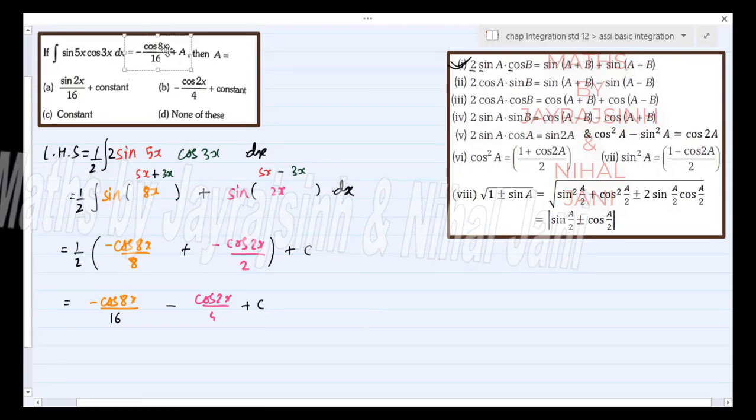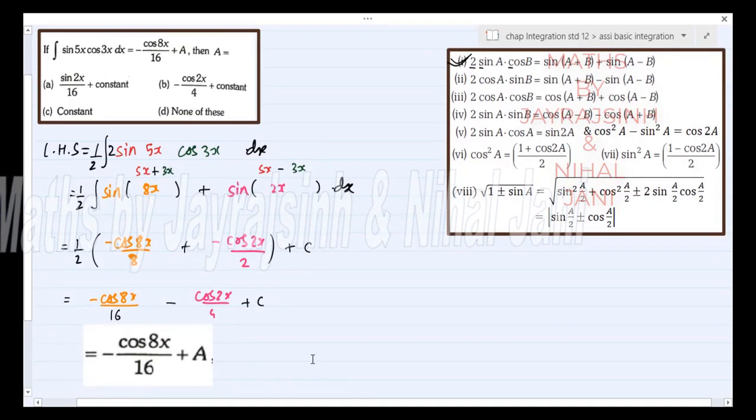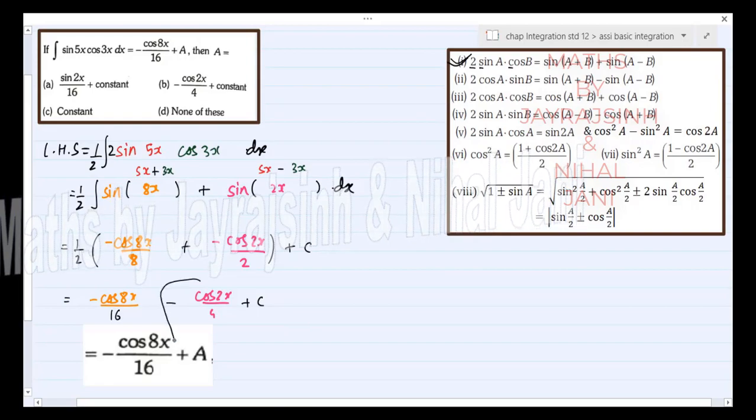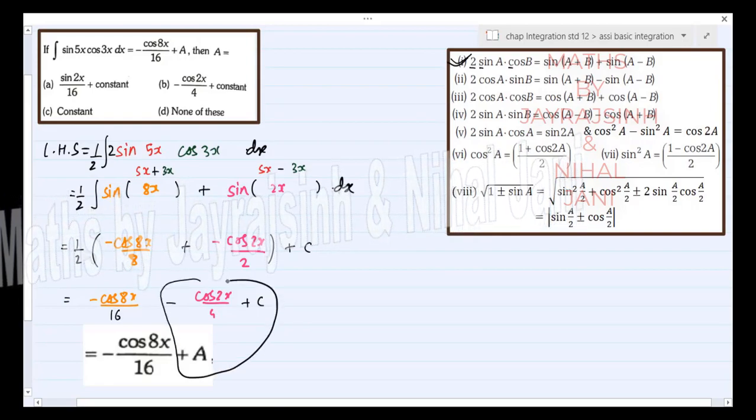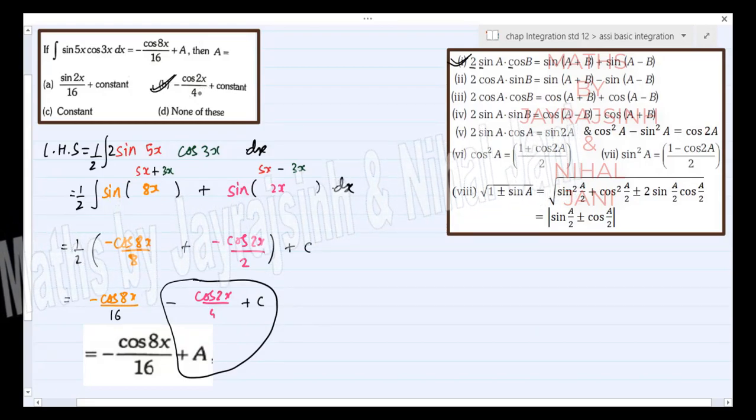Now let's compare with the right hand side, which is given in the question, and as you can see, your a is simply minus cos 2x upon 4 plus c, which is given in option B. Ta-da!